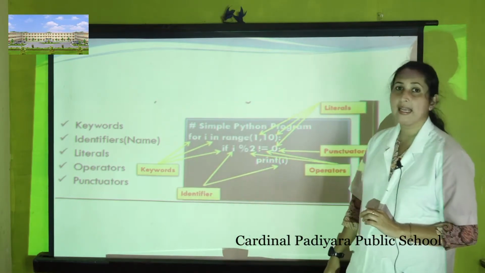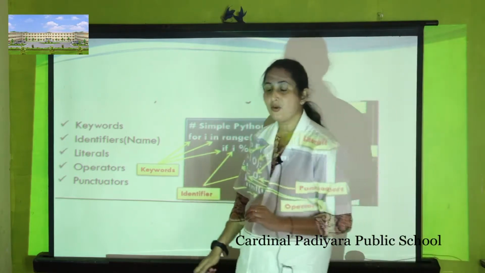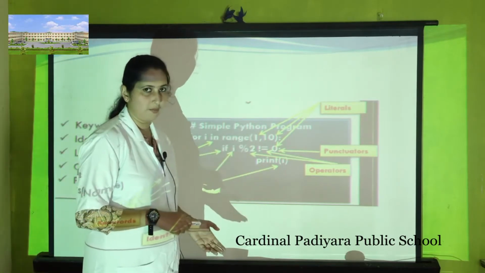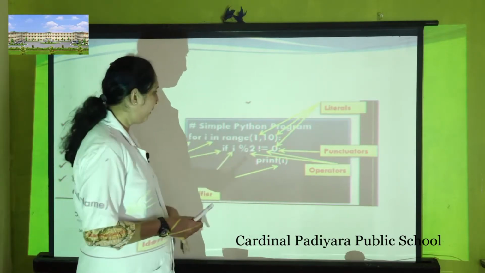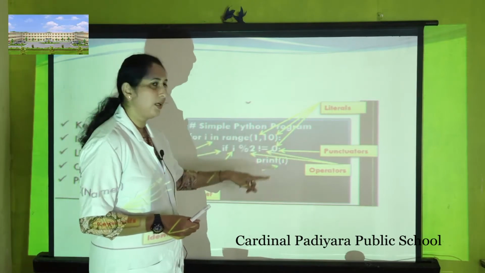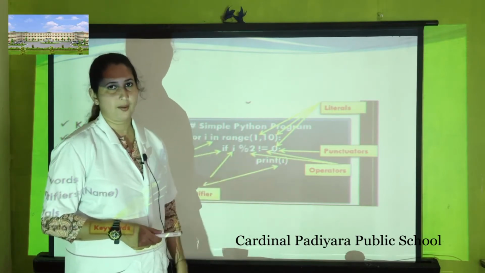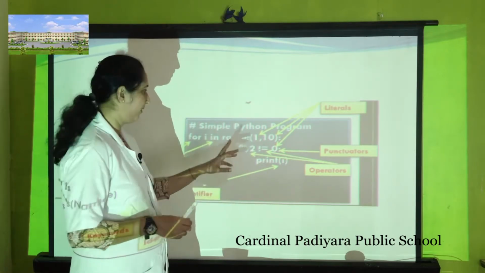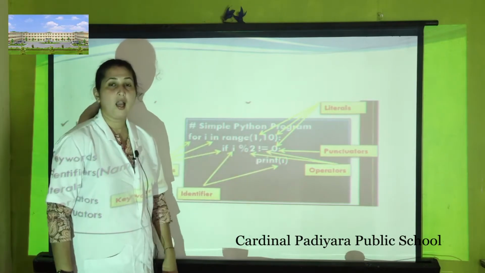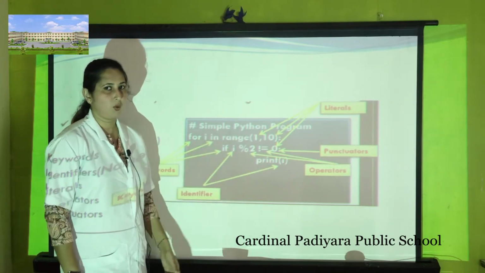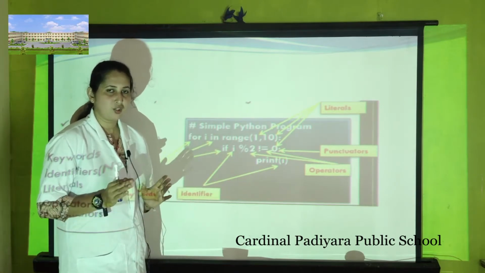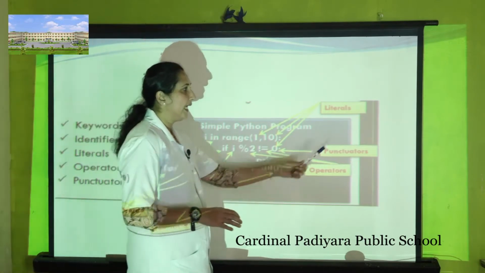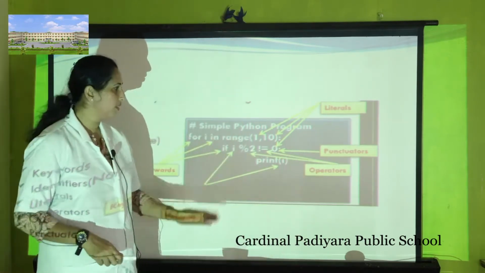Then we have to find the literals. Literals means constant values, values that do not change. Here we can see that 1, 10 and 0 are the constant values in this program. All the constant values in a program are called literals. That value is fixed and does not change in this program, so that term is called literals.